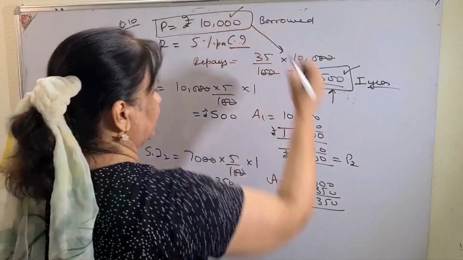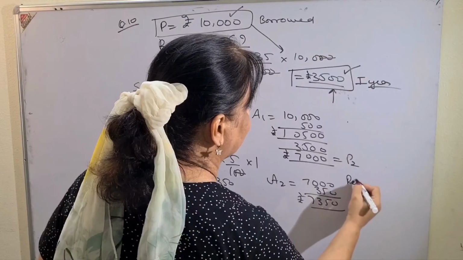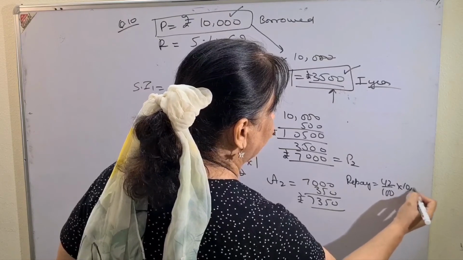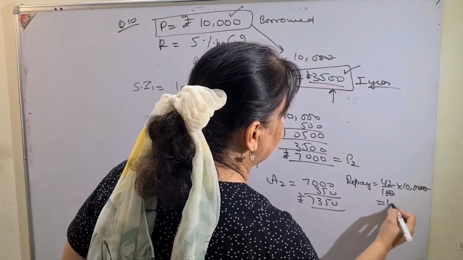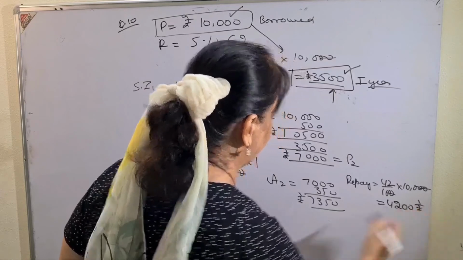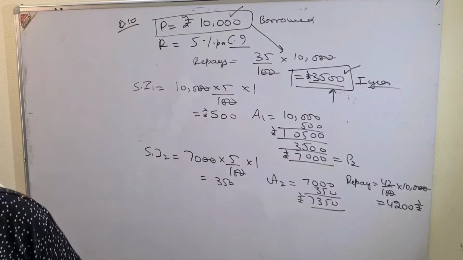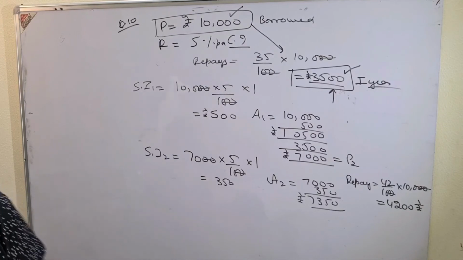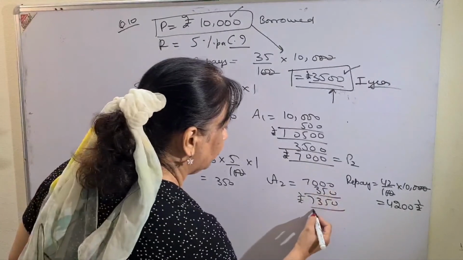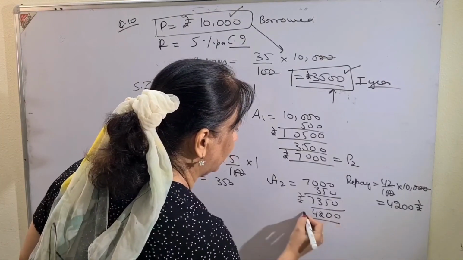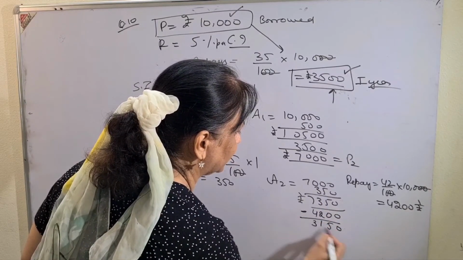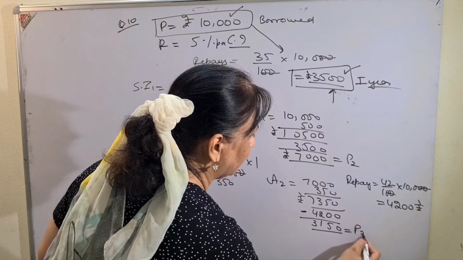Sum borrowed was 10,000, so repayment will be, I am writing at the side, he pays 42% of the sum. Sum was 10,000, that means 4,200 he has repaid. Rupees 4,200 he repaid. I have to find how much must he pay at the end of the third year. So after subtracting 4200 from amount 7350, 3 minus 2, 7 minus 4, 3150 will become principal for the third year.